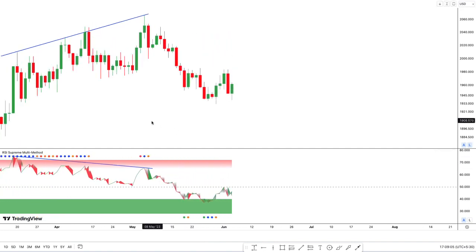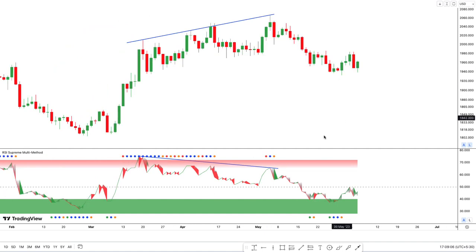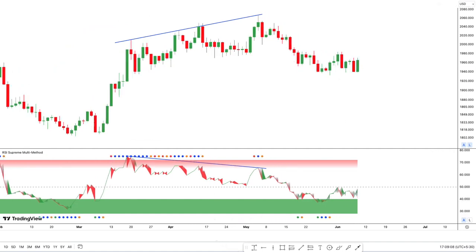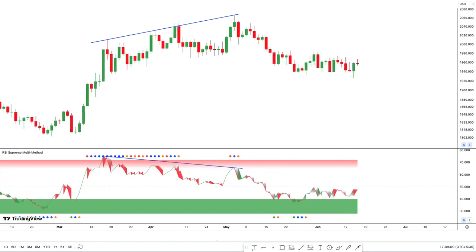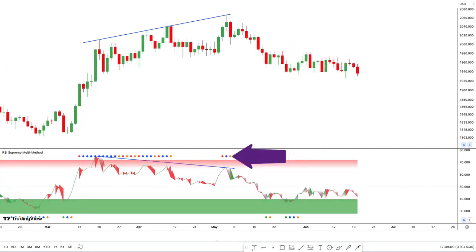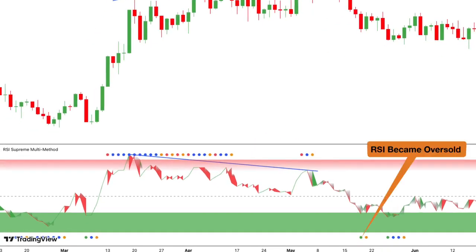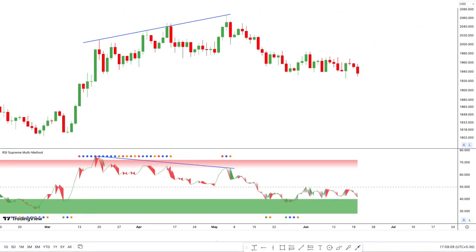Another way to use the Supreme RSI indicator is to analyze overbought and oversold signals. The indicator consists of fixed areas of supply and demand. If we look closely, we can see green, red and orange dots around these areas. A green dot indicates that the RSI line has entered oversold territory, while a red dot indicates that the line has breached overbought territory. Blue dots indicate that the indicator remains inside the oversold or overbought zone.